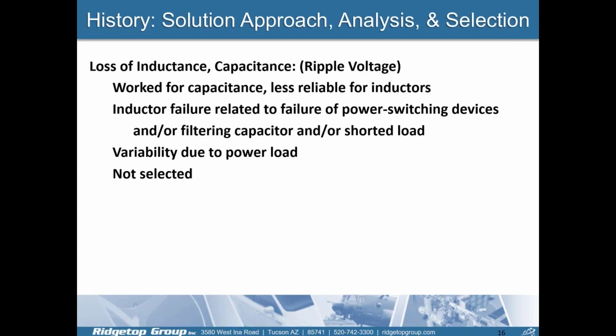Loss of inductance and capacitance. We looked at ripple voltage. It worked very well for capacitance, a little bit less reliable for inductors. But we said, well, that's a problem. But then we decided that the inductor failure was related to failure of the power switching devices, which were often related to a loss of filtering capacitance, i.e. a short. So the short would occur, the transistor would then try to drive infinite current, which would then burn out or severely damage the inductor. But most importantly, we found that ripple voltage is greatly dependent upon the variability of the power loads that the power supply is attached to. So the solution, ripple voltage, is very good for bench testing, but not good for in situ monitoring. So we decided not to go forward with that solution.